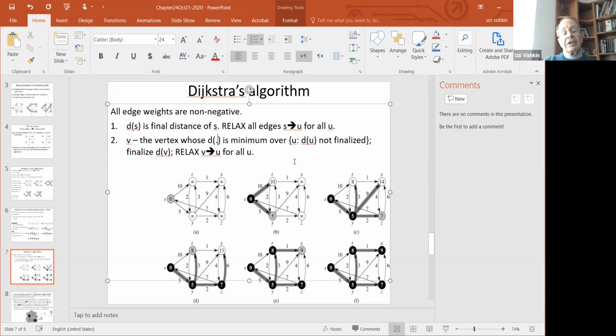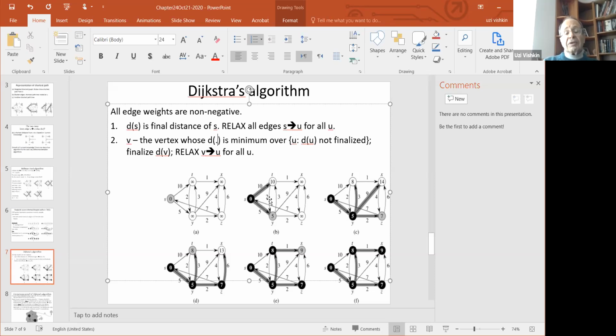And now we are going to consider shortest paths going through this vertex that we just finalized. So what are we going to do? We are going to review all the edges that depart from V and go to any other vertex and use these edges to relax the D value on the U side. So let's see how we are going to do it.